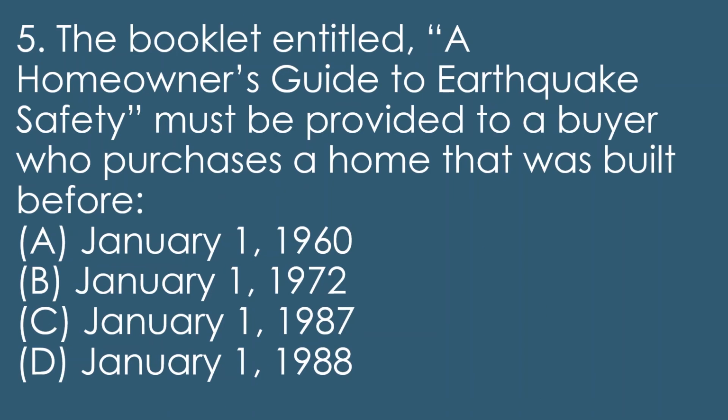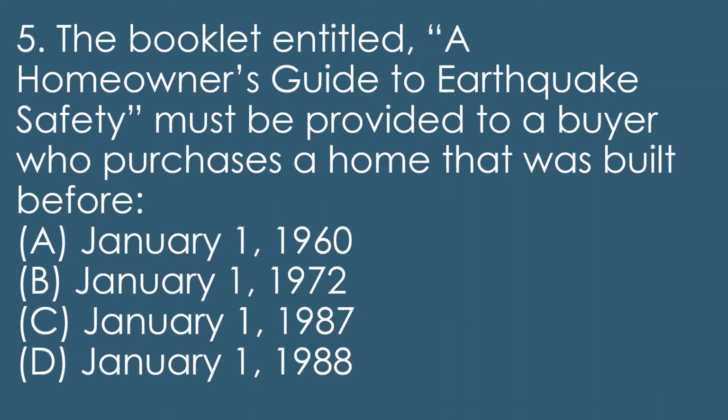5. The booklet entitled A Homeowner's Guide to Earthquake Safety must be provided to a buyer who purchases a home that was built before A, January 1st, 1960, B, January 1st, 1972, C, January 1st, 1987, D, January 1st, 1988.